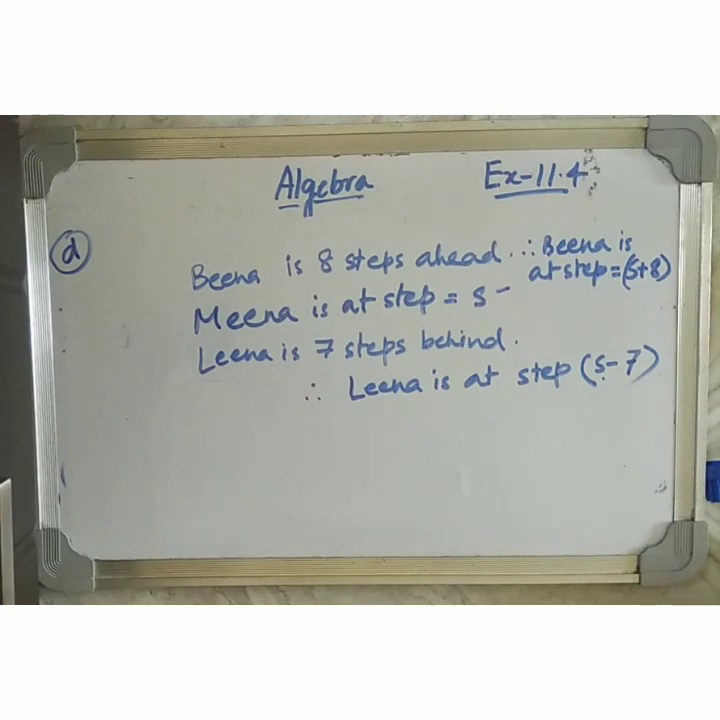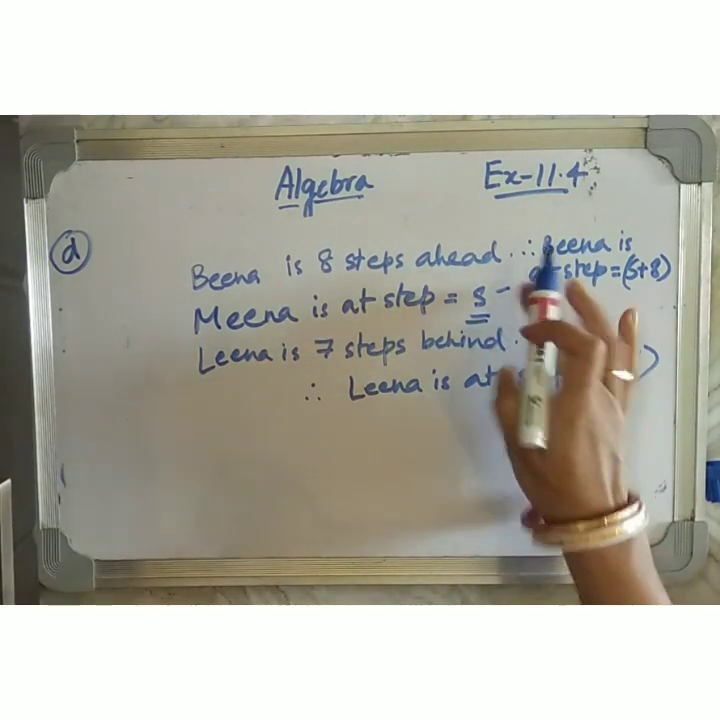Now in the question it is written, the total number of steps to the hilltop is 10 less than 4 times what Meena has reached. So Meena has reached at S.